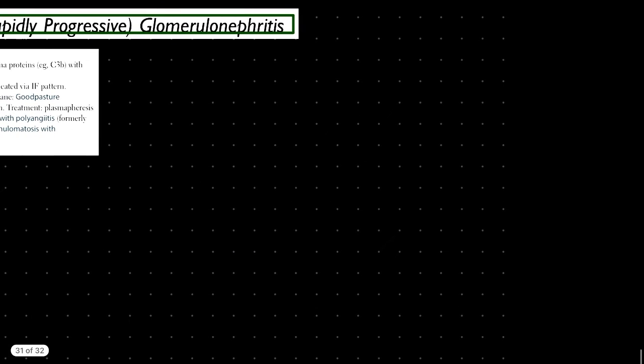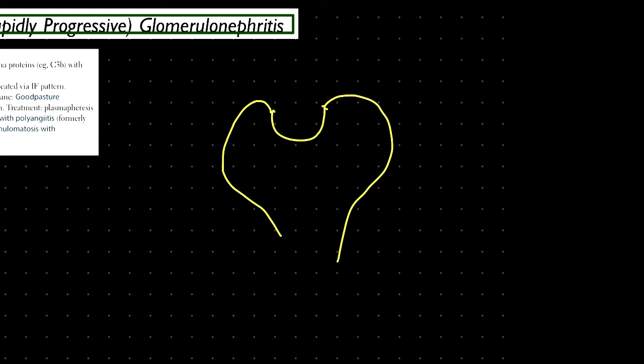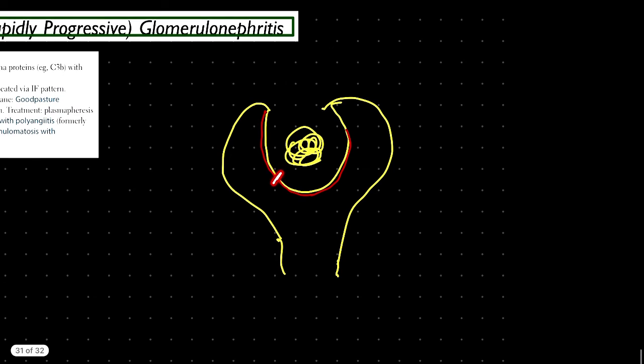Now initially, suppose this is our glomerulus. As you can see, this is our basement membrane. What will happen here is there will be damage in our basement membrane. That means there will be damage right here. Let me complete it, it is like this and like this. There is damage in our basement membrane.